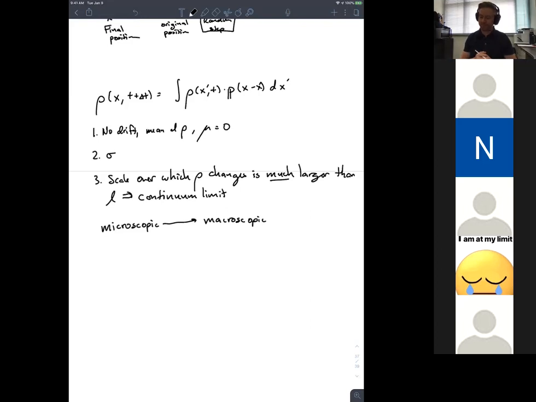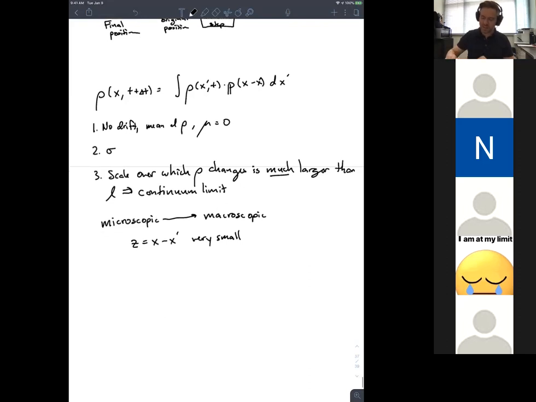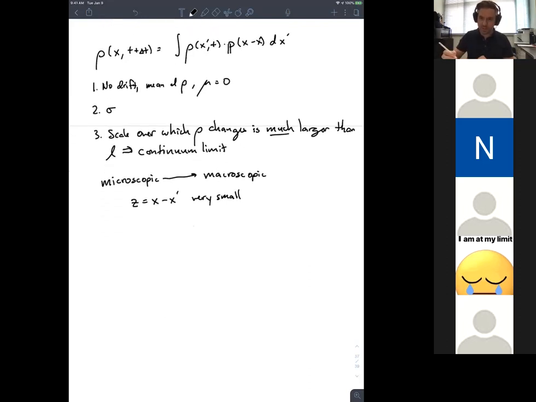By making this continuum limit, what that means is that this variable that we introduced, z, which is simply our step size, x minus x prime, that is the step size between our original and our final positions, is very small. And hence, we can Taylor expand some of the quantities in this integral up here. When we apply these assumptions and perform this Taylor expansion, I showed you that what we wind up getting is a differential equation.